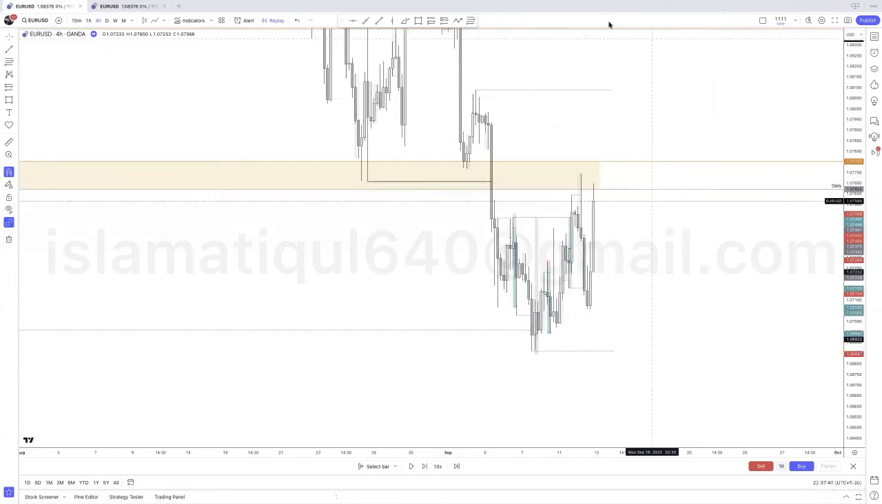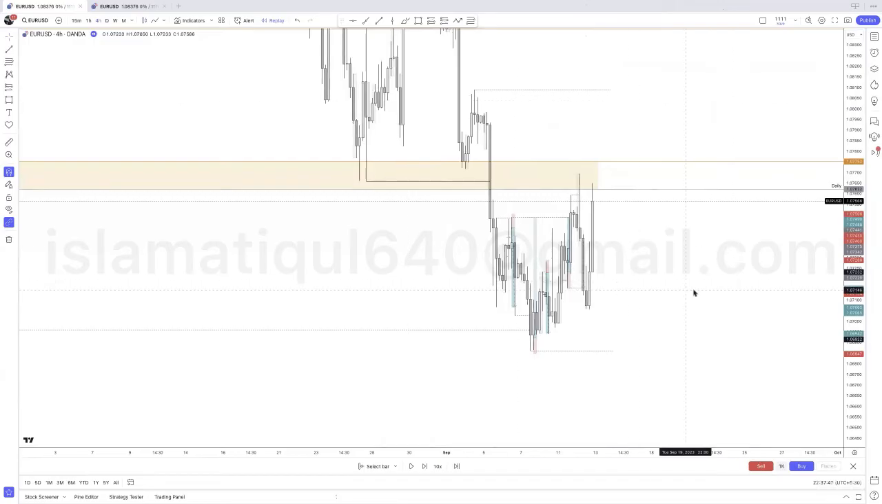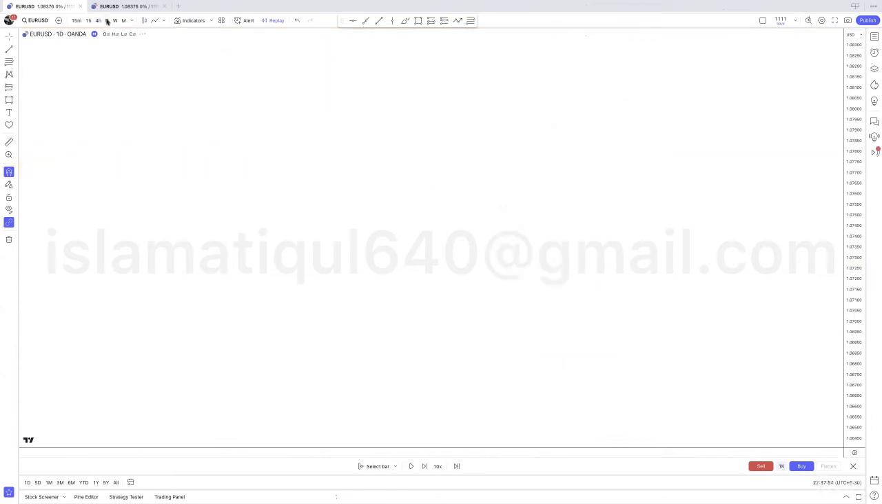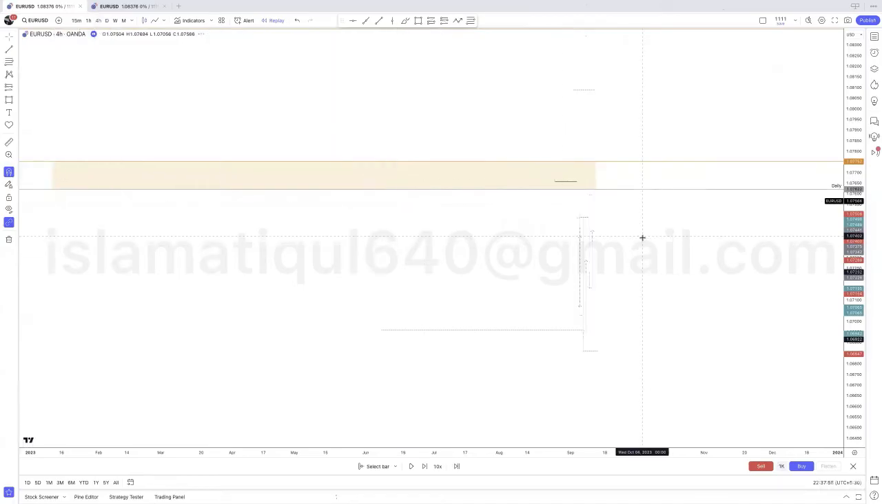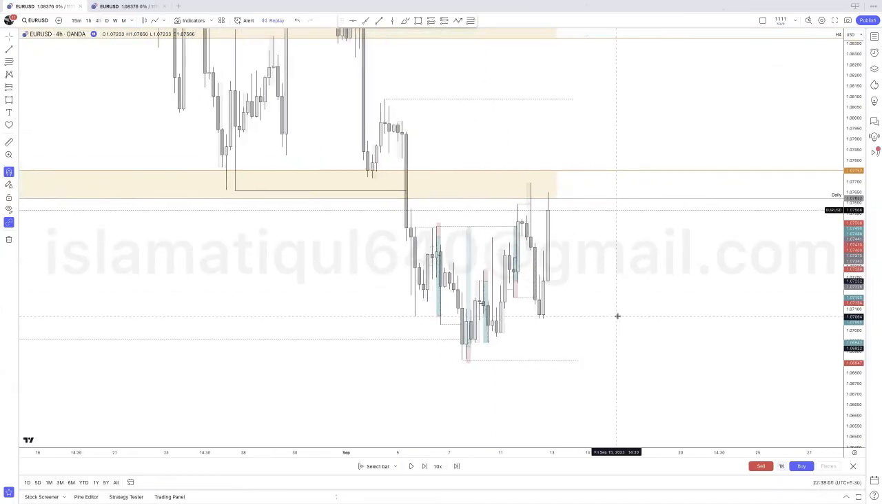Bro, they actually cleared the equal lows from the previous day. Not from the previous day, right? I think it was from the Asian session of the previous day. No, it was not the previous day, it was some other Asian lows. This one? Oh, this one. Can you go to the 1 hour time frame?